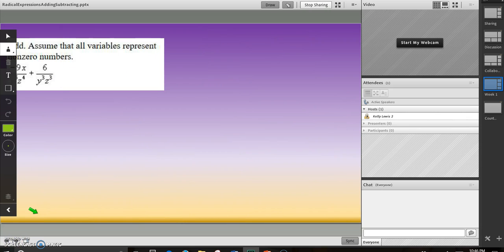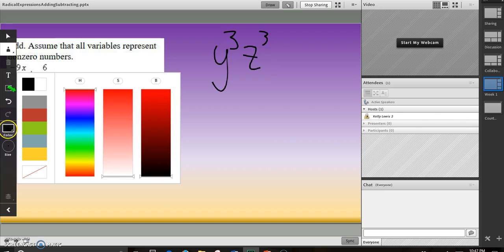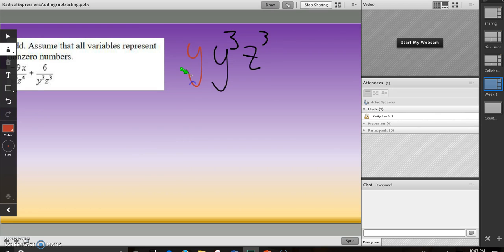All right, let's look here. We have y to the 5th, z to the 4th, and y to the 3rd, z to the 3rd. On the second guy, y3z3, we have to ask ourselves, is there any way to make this second one look like y to the 5th? Well, if I multiplied by y squared, because the rule for exponents is to add these two, then I would have y5.